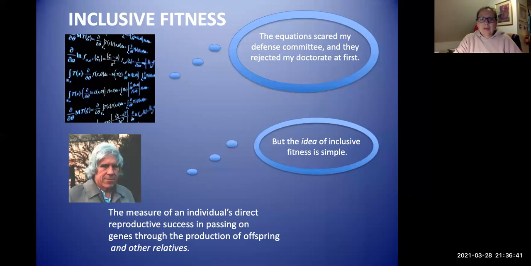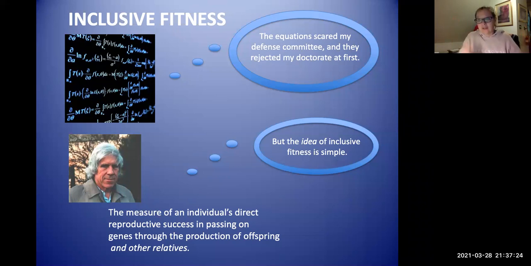Okay, so when we talk about inclusive fitness, it's a slight modification of that. Inclusive fitness is the same definition, the measure of an individual's direct reproductive success in passing on genes through the production of offspring and other relatives. So that means that we can count your nieces and your nephews. If you don't have any kids, you might not be an evolutionary dead end if your sister has a gazillion kids, or your brother has a gazillion kids, or even if your brother and sister each have 3 kids, you get represented in the next generation, even if you don't have any. And what Bill Hamilton did was show that mathematically.